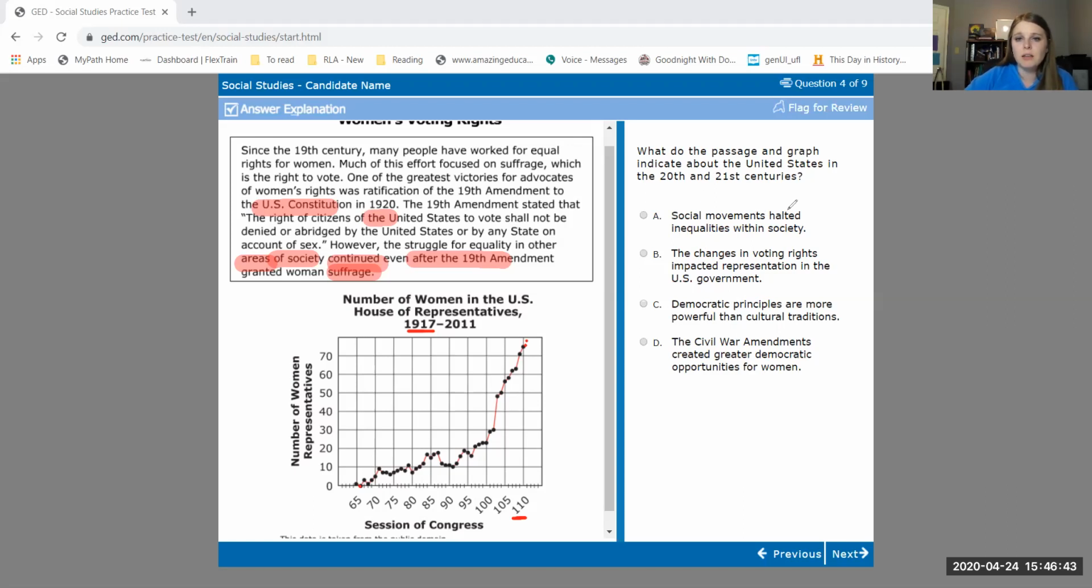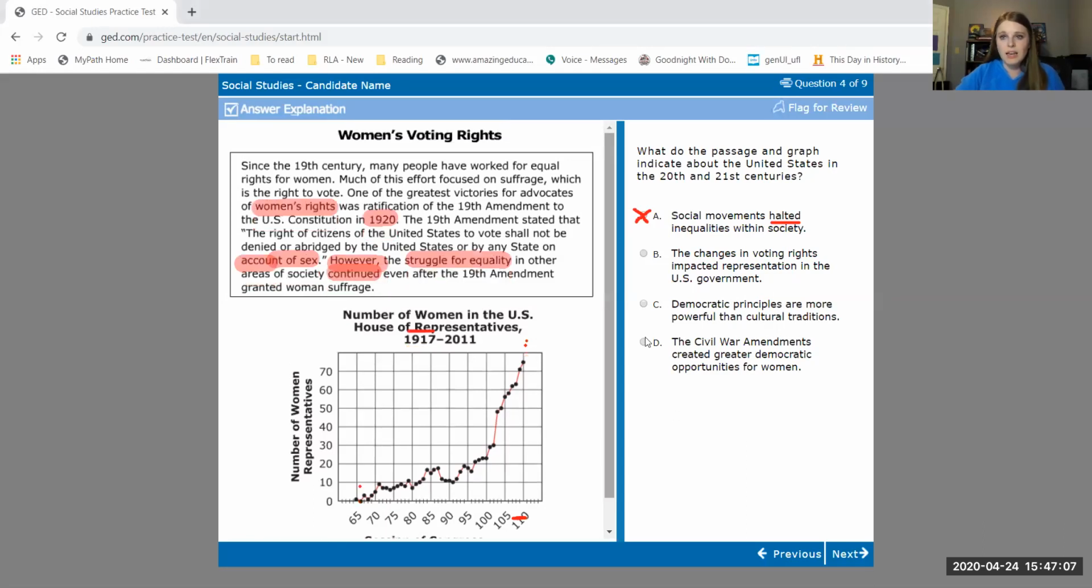A, social movements halted inequalities within society. The word halt means to stop. So stopping inequalities, so we completely made everything equal. I don't think we're quite there yet. So I think we can eliminate A, because we know that the struggle continued. The struggle continued, that means it's not been halted. The inequalities still exist.